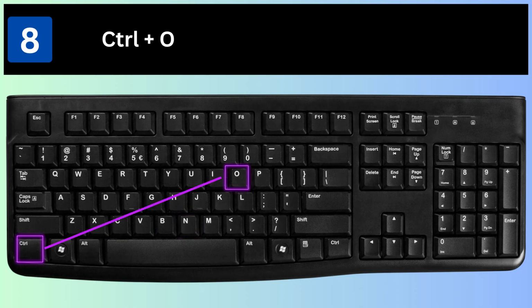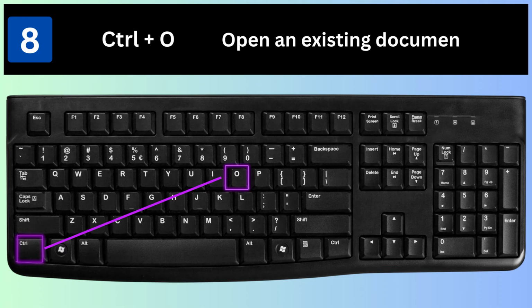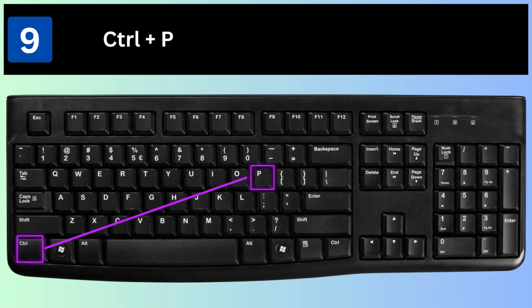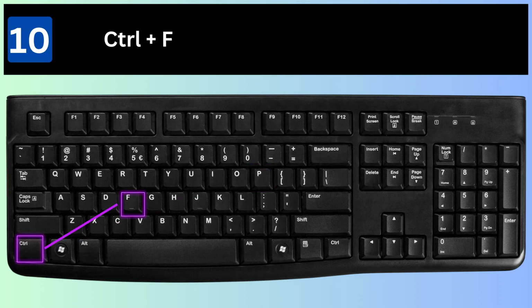Ctrl plus O. Open an existing document or file. Ctrl plus P. Print the current document. Ctrl plus F. Find text or files.